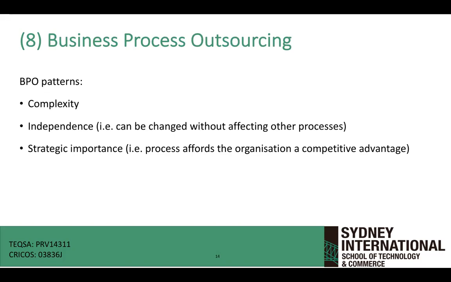Another thing to think about is independence, for example, can it be changed without affecting other processes? Can I make one change without having to impact every other process that is available all around me? The third thing to know about is strategic importance, okay? That is a process that affords the organization a competitive advantage. Am I going to be able to get a competitive advantage as a result of delivering any particular work that needs to be done? So the process affords the organization a competitive advantage.